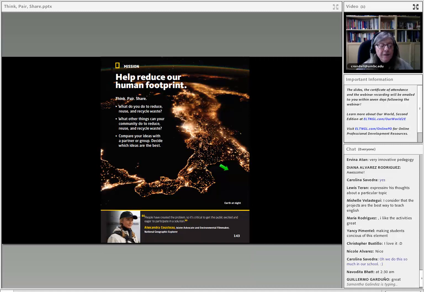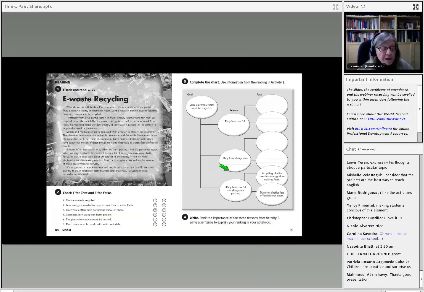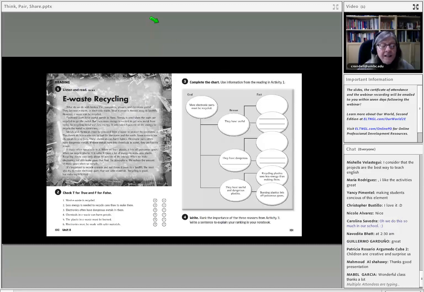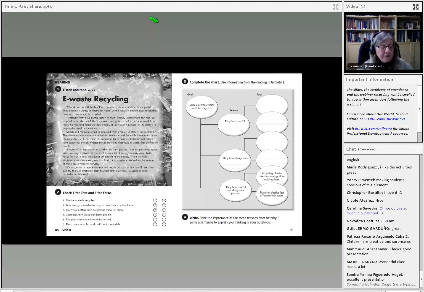And then again, the think, pair, share. That's so important, that we all work to reduce our human footprint. A reading on e-waste recycling, because our children are using all sorts of technology and they need to know that not all technology can be put into the garbage, or that some things can be recycled. Some things are highly dangerous, they're poisonous, and they should not go in there, because if they do, they'll go into the water. And then also what they should do to try to recycle plastics, which are such a problem in our oceans. And what's nice here is you have a really good graphic organizer to unpack this reading.